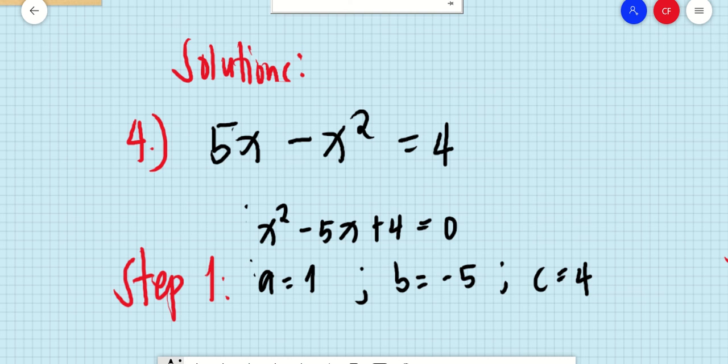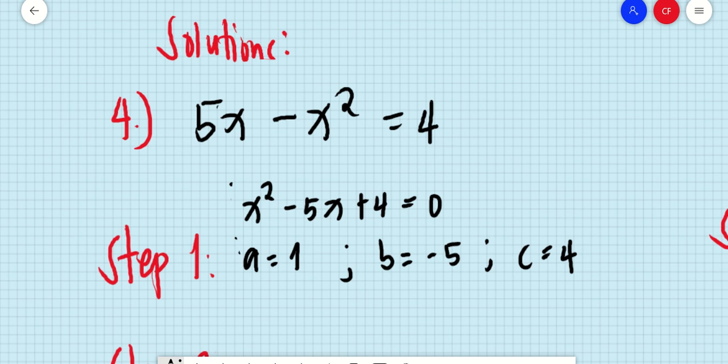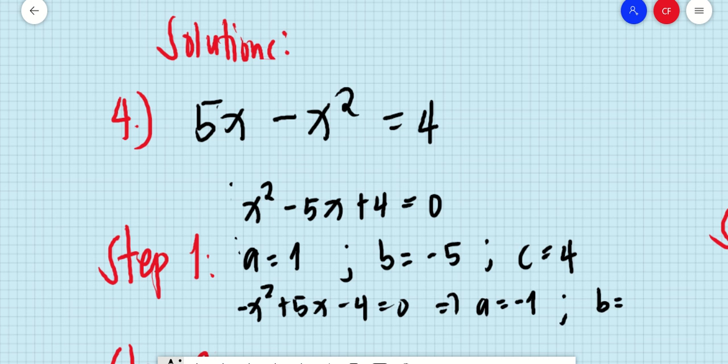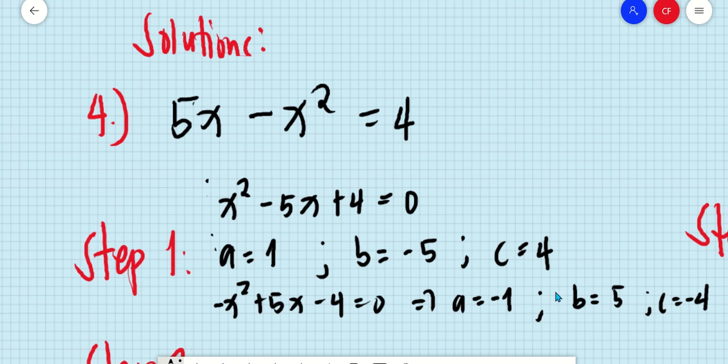Okay? Ayan. So dito pala sa example number 4, class, pwede dalawa yung gamitin natin. Pwedeng maging negative x squared plus 5x minus 4 equals 0. So bali yung magiging a natin dito is negative 1, b is positive 5, and then c is negative 4. Okay? So, pwede naman yan, class. Kapag negative yung x squared ninyo, plus 5x minus 4 equals 0, so bali yung a natin is negative 1, b is positive 5, c is negative 4.